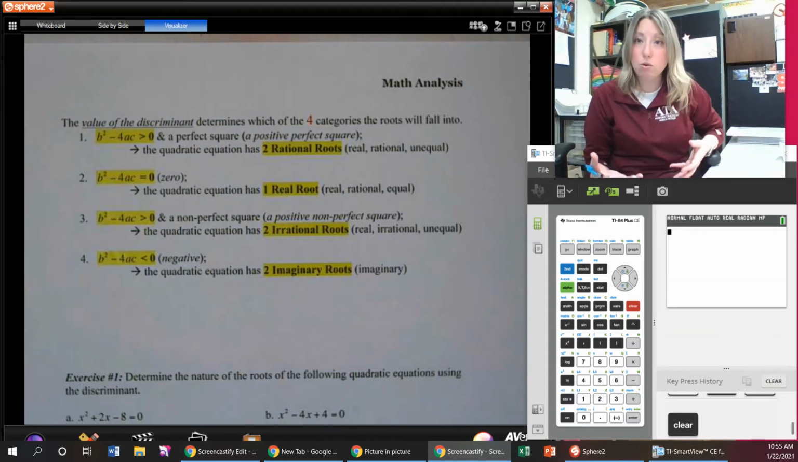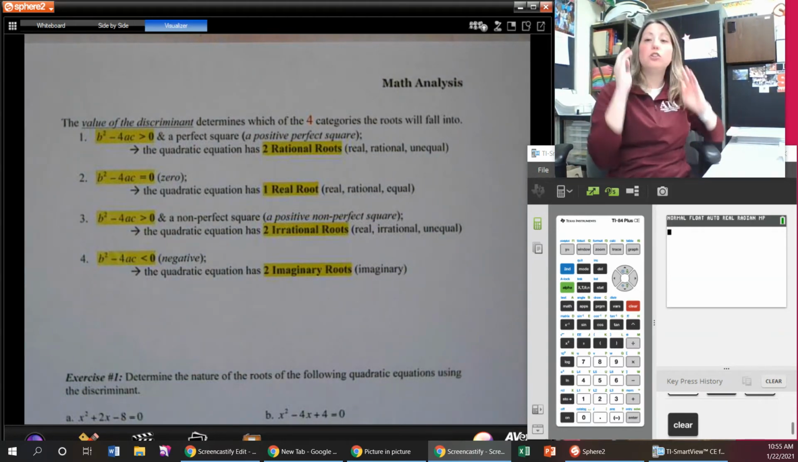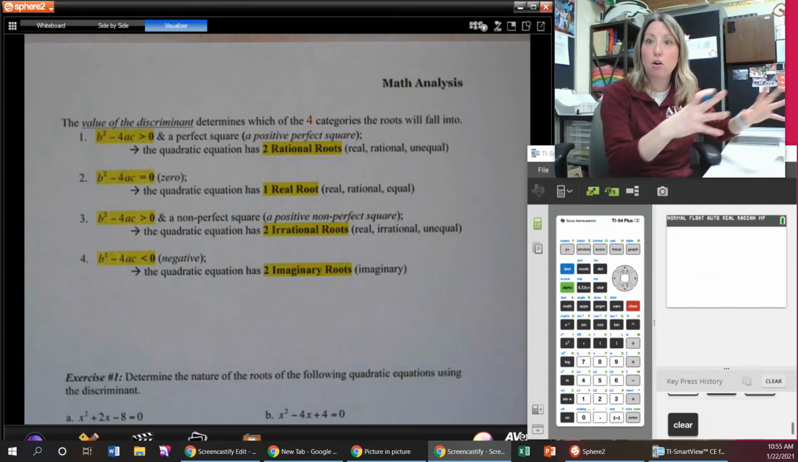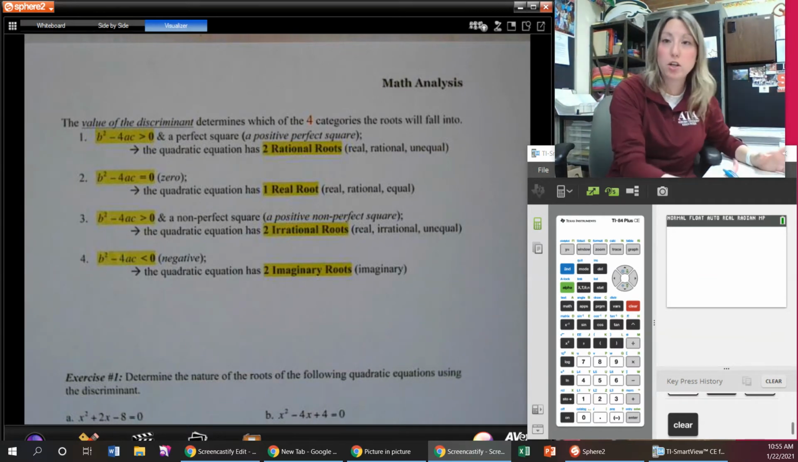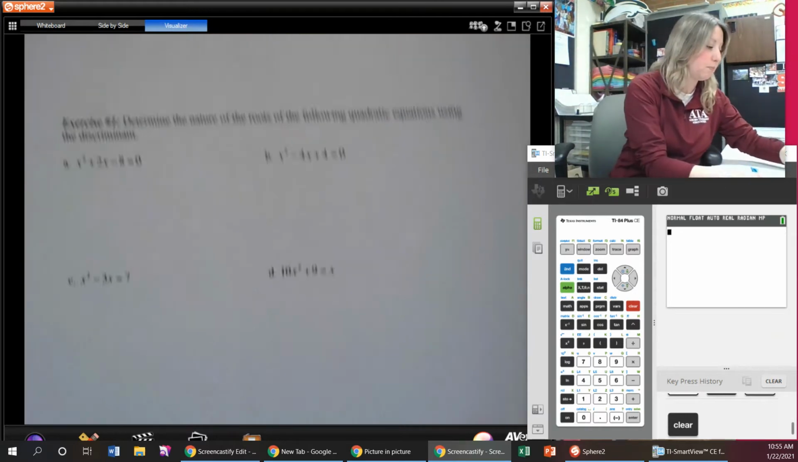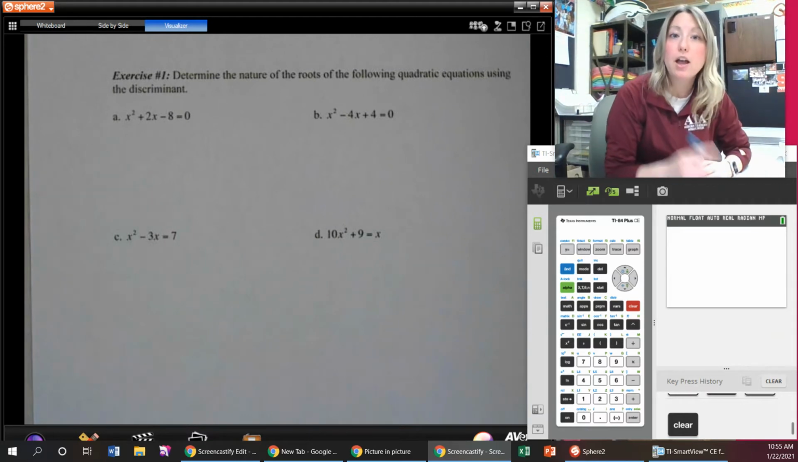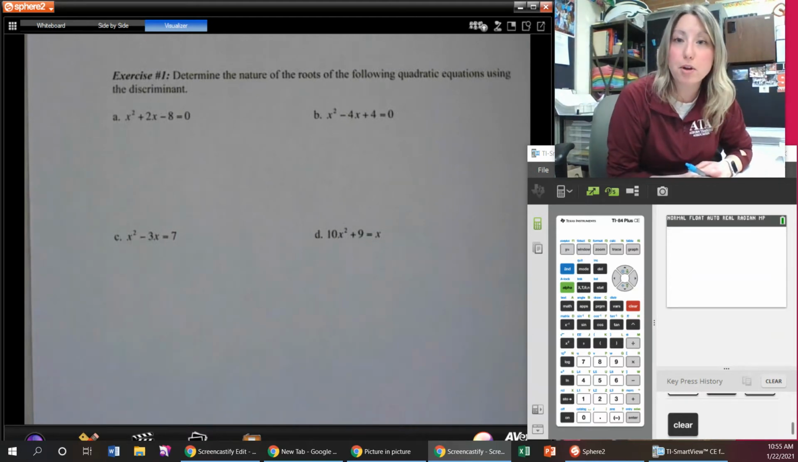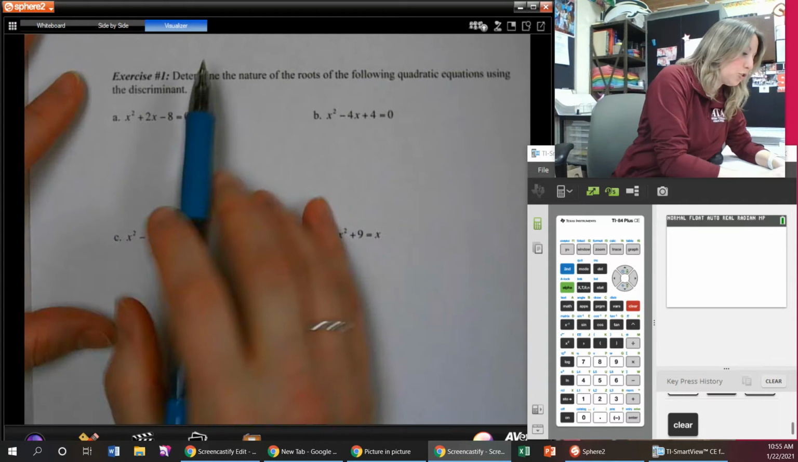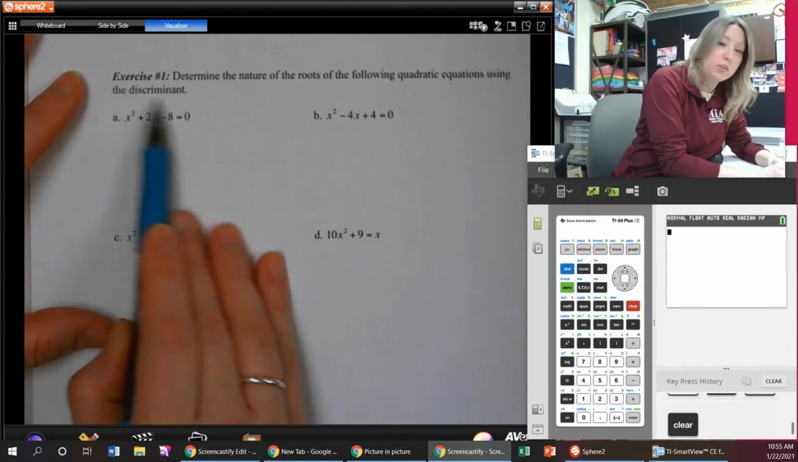So here's how we do this, okay? And again, you have these notes in front of you, so you have all of this that you can look back on as you do your homework. But also, this is how I ask you, okay? So what I'll do is I'll just give you a quadratic equation, and I'll say, plug it into the discriminant, okay? Determine the nature of the roots using the discriminant.